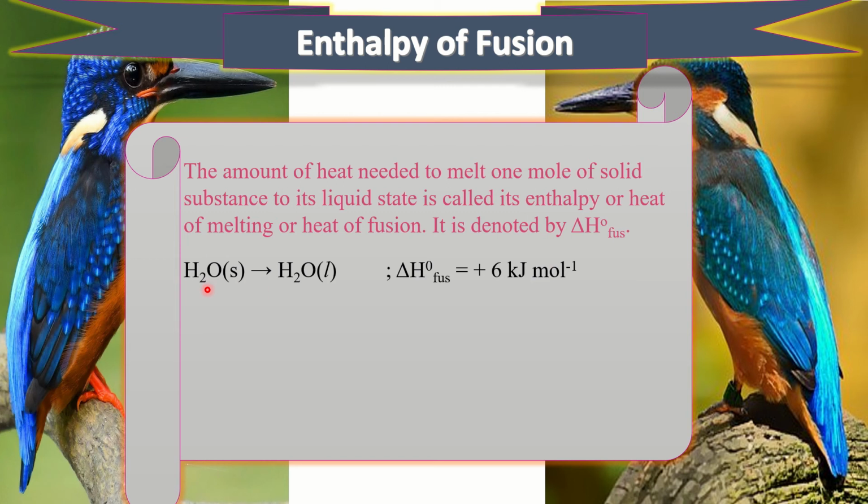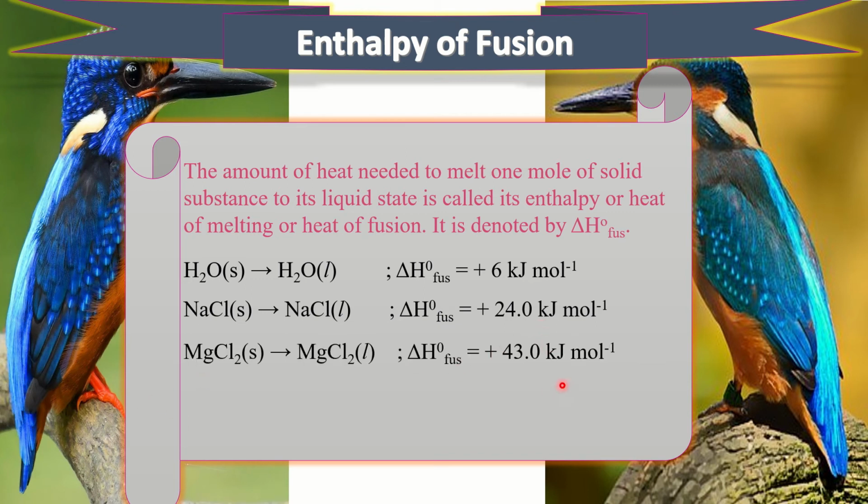Look, here solid water, that means ice, is in solid form and it absorbs 6 kilojoules of heat energy to melt, and after absorbing 6 kilojoules, solid water becomes liquid. So, the heat of fusion of water is 6 kilojoule per mole. Sodium chloride, after absorbing 24 kilojoules of heat energy, 1 mole of sodium chloride is converted from solid to liquid. That means the heat of fusion of sodium chloride is 24 kilojoule per mole. Magnesium chloride, after absorbing 43 kilojoules of heat energy, melts to liquid. So, the heat of fusion of magnesium chloride is 43 kilojoule per mole.